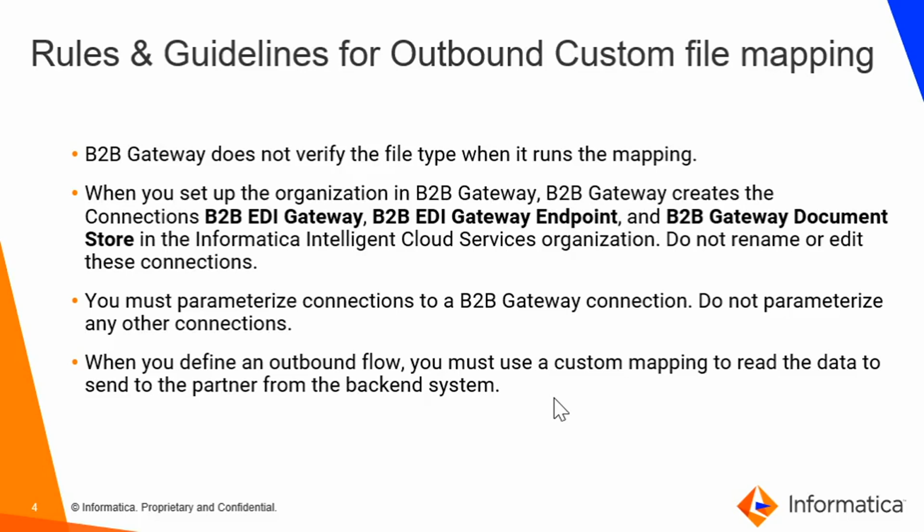The most important part with these connections is that whenever you are using any EDI gateway connection with your custom mappings, source or target, you have to parameterize those. It is good not to parameterize any other connections apart from B2B Gateway connections. And the last is, when you define an outbound flow, you must use a custom mapping to read the data to send it to the partner from the backend system.